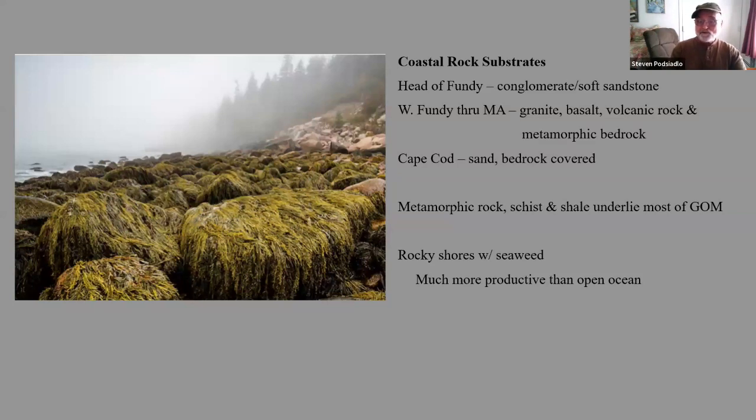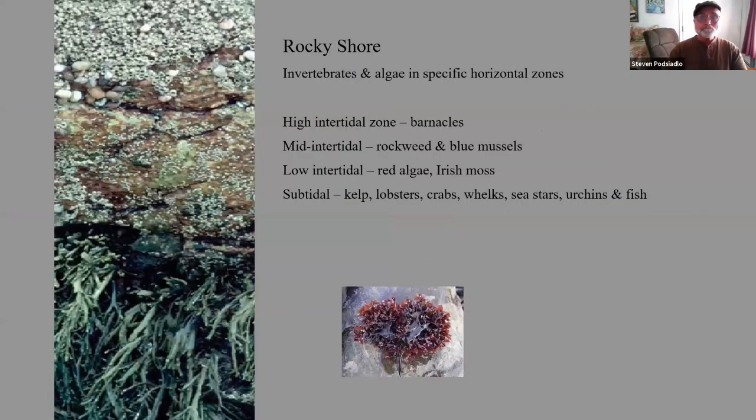Rocky shores with seaweed are much more productive than the open ocean, and nearly all coastal waters are. Talking about the rocky shore, invertebrates and algae live in specific zones. In the high intertidal, you'll have barnacles. Going down to the mid-intertidal, you'll have rockweed and blue mussels. Go down into the low intertidal, and you'll find things like different red algae, but I'm thinking mostly of Spanish moss.